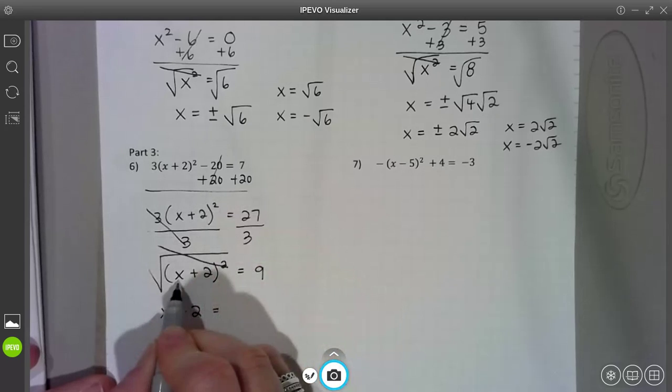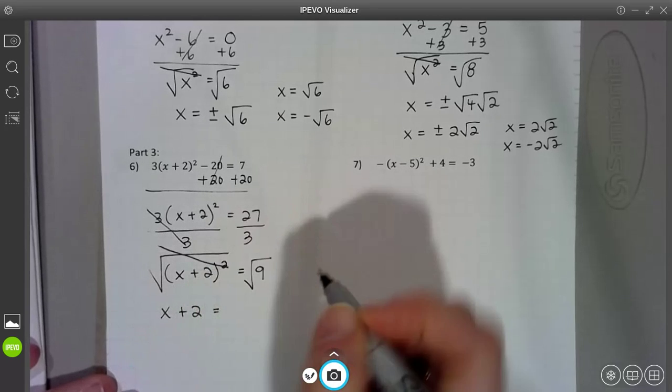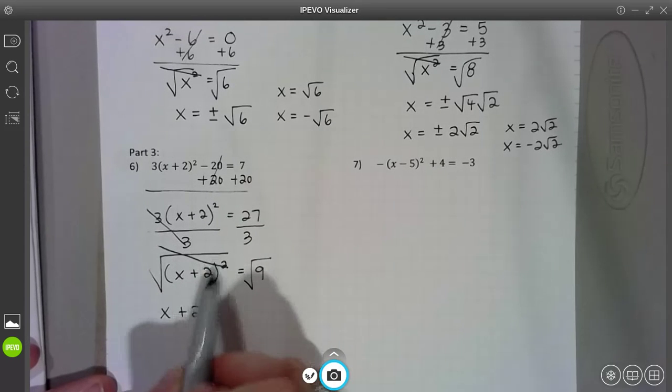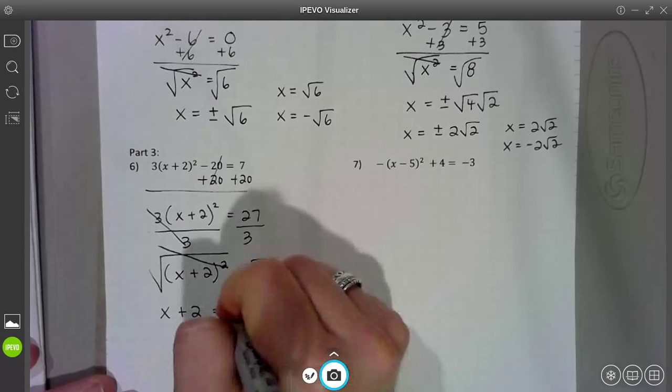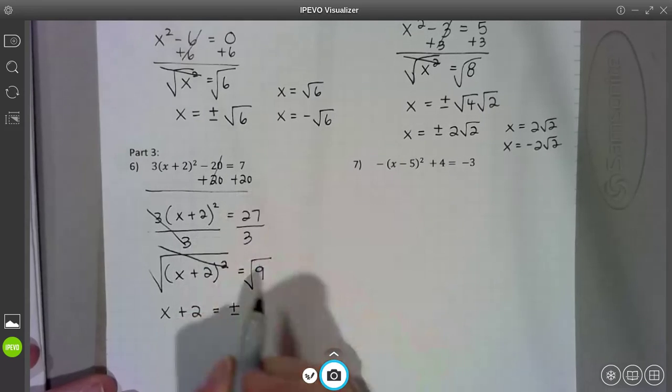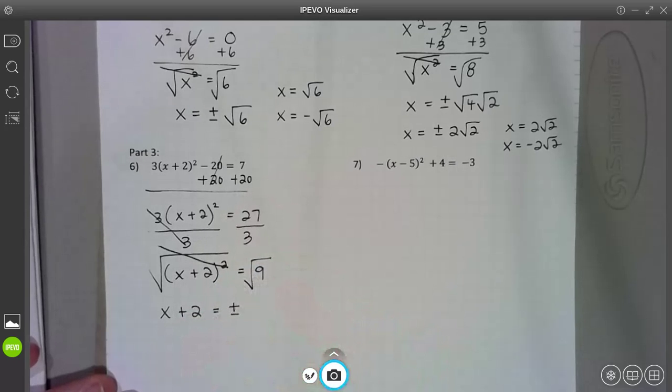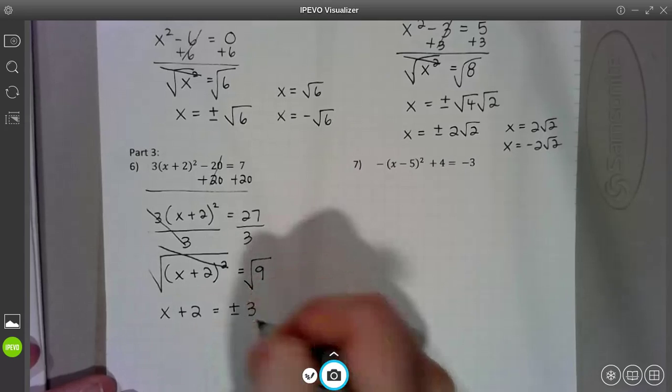All right, and then if I square root this side, I have to square root that side. But again, if this is being squared, there's 2 different numbers I could have squared to get 9. So we're still going to get the plus or minus version of this number. And guys, what's the square root of 9? It's 3. So it's plus or minus 3.